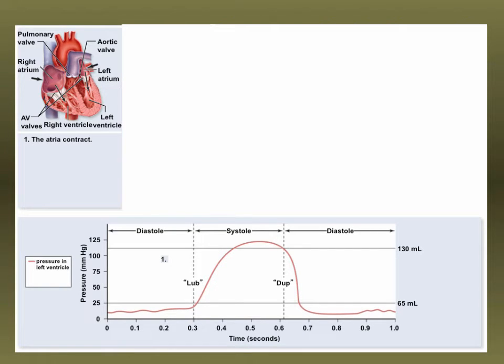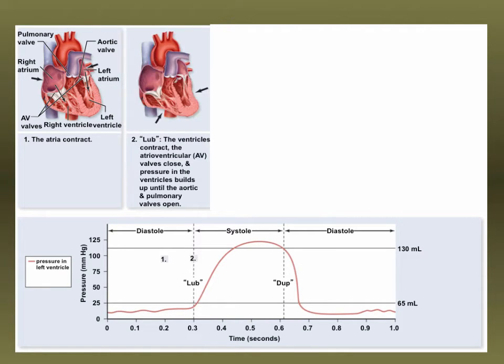The first step in the cardiac cycle is for the two atria to contract. Both the right and left atria contract simultaneously. That's going to cause an initial increase in blood pressure. Blood goes from the right atrium to the right ventricle, and from the left atrium to the left ventricle. They're only going in that direction.